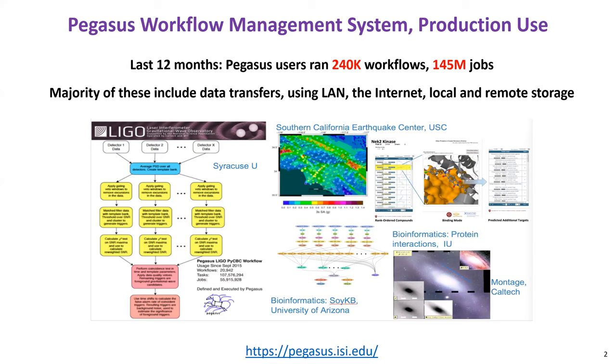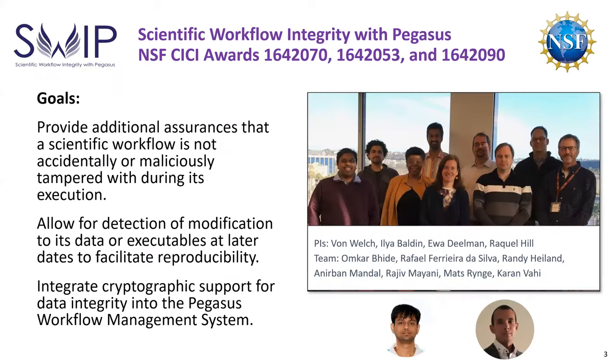Now, the work itself was conducted under an NSF-funded project called SWIP, the Scientific Workflow Integrity with Pegasus project. This project is ending. We actually have our last meeting later on today. So it's very nice to be able to present the work here as a finishing touch of this project. But as Anirban is going to talk about, there's a follow-on project that takes this even further, and he will explain more about that later.